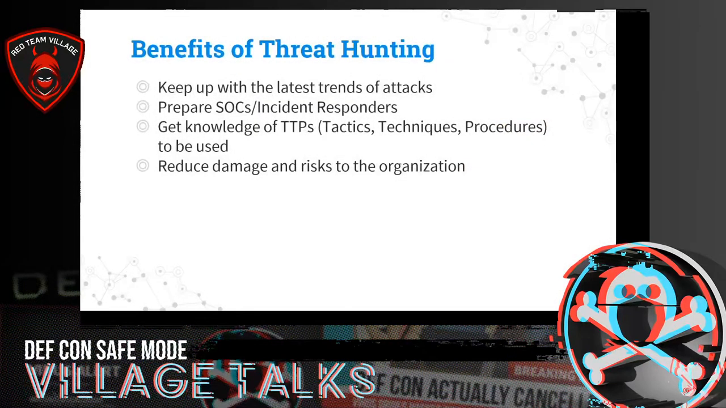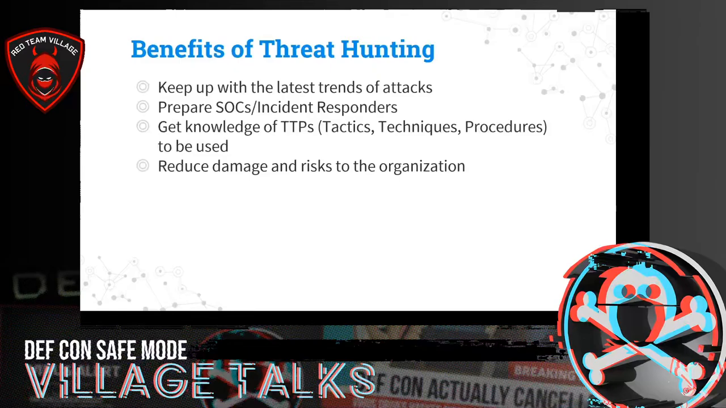On the same lines, these are the benefits of threat hunting. If you do it correctly, you can keep up with the latest trends of the attacks. You can get new TTPs, that's tactics, techniques and procedures. You can identify insider threats, you can discover data breaches. The main thing is you can prepare your SOCs and incident responders to deal with the attack, because they will know beforehand what TTPs attackers are using, so they can reduce the damage and risk to the organization by acting quickly on that.